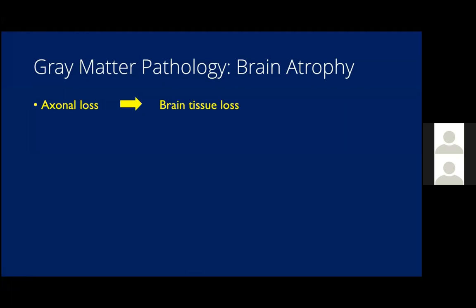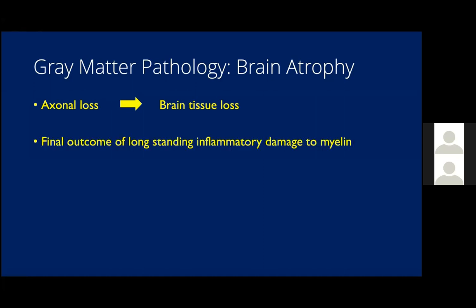Gray matter pathology ultimately leads to brain atrophy. How that happens is that axonal loss occurs due to demyelination and chronic neurodegeneration, and that leads to brain tissue loss, which is irreversible neurological damage. This is the final outcome of long-standing inflammatory damage to myelin, and brain atrophy determines the cognition and physical disability of the patient.